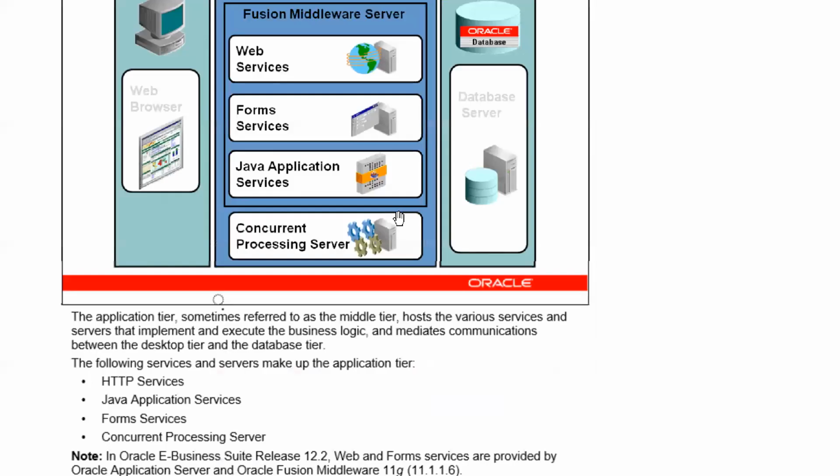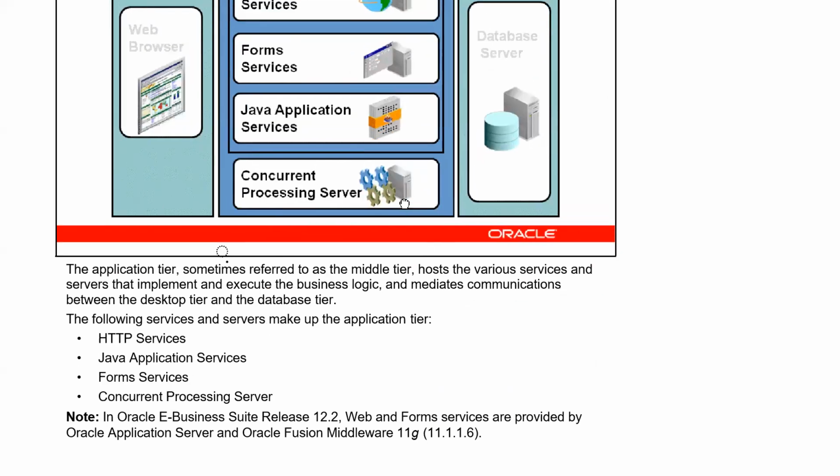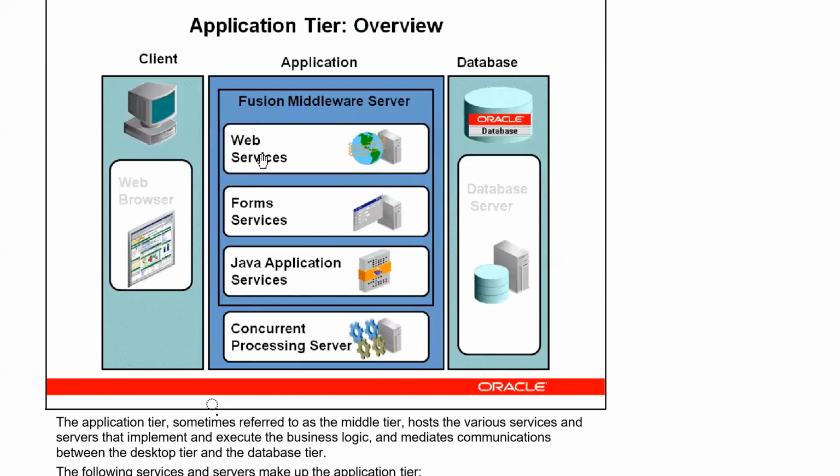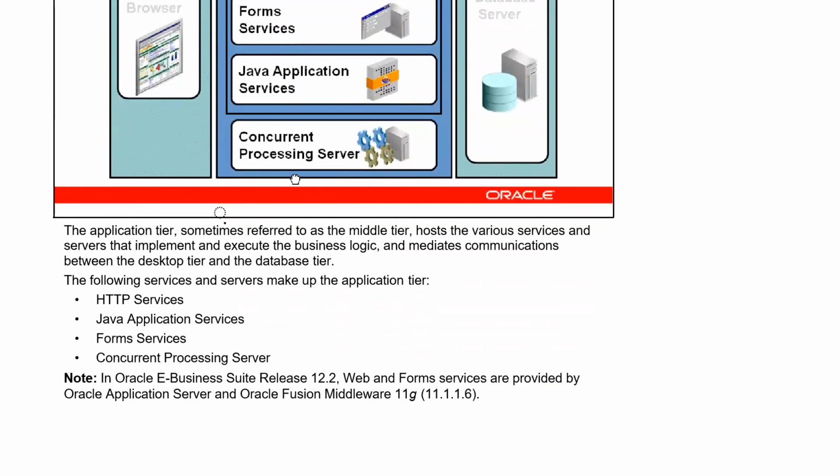So next comes the application tier. In the application tier, as you see, there are web services which provide the HTML pages, and the forms services, which are how you can access the forms. Similarly, you have Java application services for different activities. You have reporting needs which can be processed by the concurrent processing server.